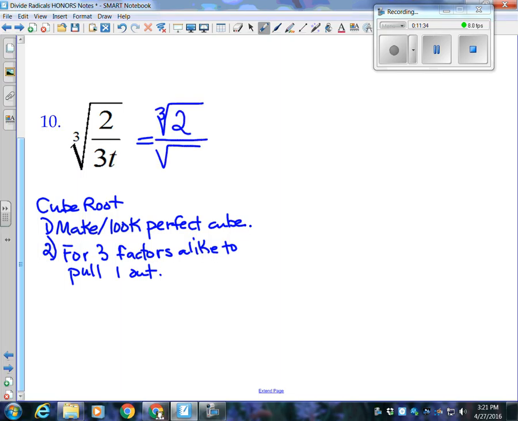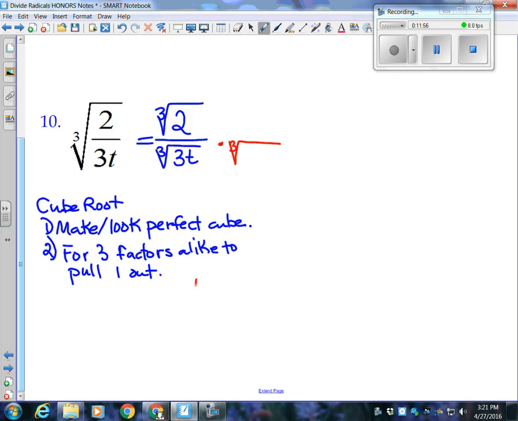And on the bottom is the third root of 3 with a t. All right. We're going to look for perfect cubes. So what could I multiply by? I have to multiply a cube root by a cube root, so make sure you're thinking cubes. What could I multiply 3 by to make it become a cube?